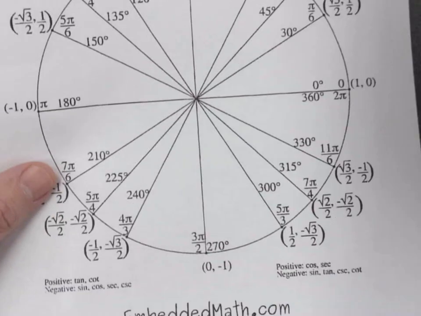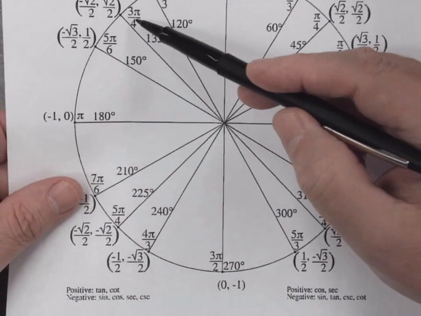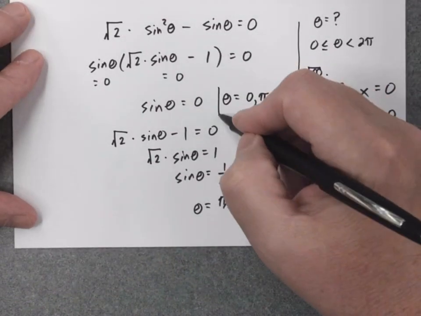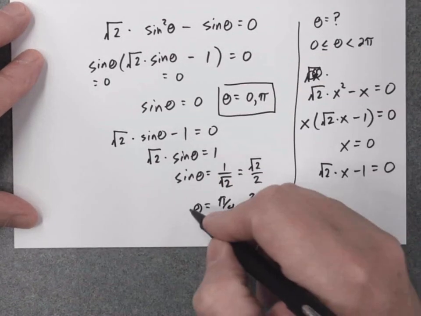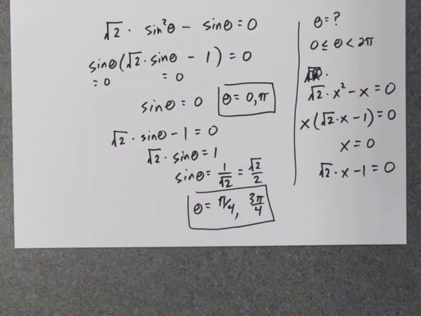I want to confirm it. Pi over 4, the sine is square root of 2 over 2. 3 pi over 4, the sine is square root of 2 over 2. So actually for this problem, once again, there are actually 4 solutions.